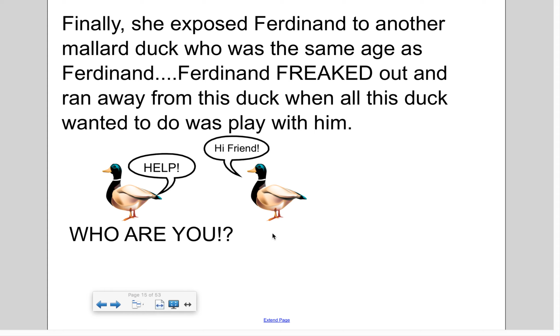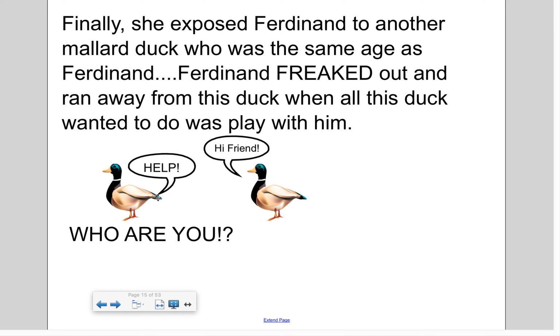And finally, I took a mallard duck that was very social, that was hanging out with other mallard ducks. It's the same age, and put it in the pen. And when this duck saw Ferdinand, he's like, hey, another duck, a friend, yeah, come here. And he ran towards Ferdinand, and Ferdinand ran away. And he freaked out because he was like, who the heck are you?